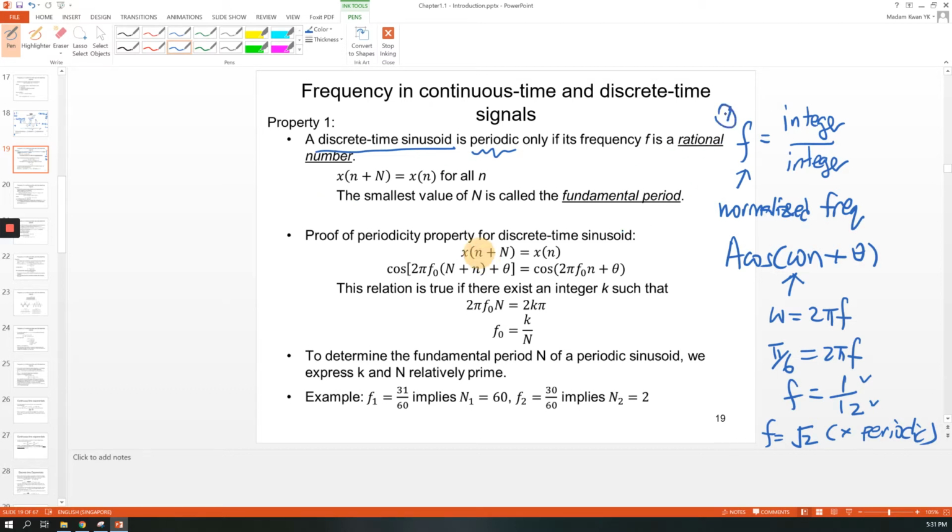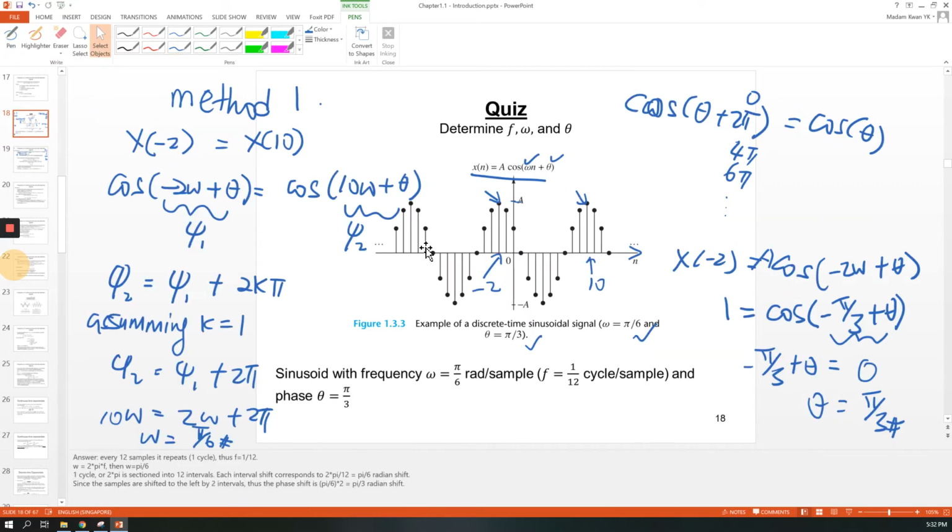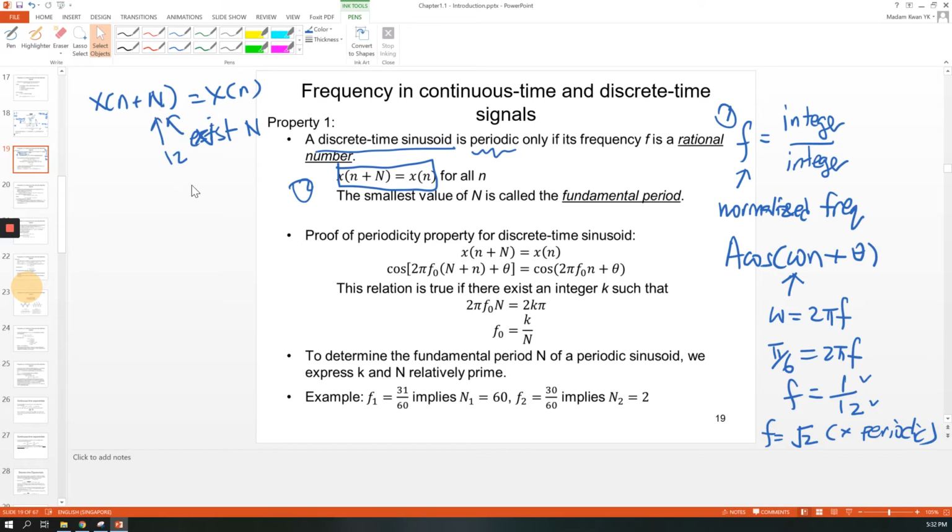This is the first way. There is another way to say whether it is periodic or not: you can use this formula. If there exists an N that you put in there, it will repeat itself. In the previous example, this N is 12. Every 12 samples the value repeats: 1, 2, 3, 4, 5, 6, 7, 8, 9, 10, 11, 12, and the next 12 will repeat the previous 12 samples. So if you can find this value and plug it into this equation and it works, you can say that x[n] is periodic.